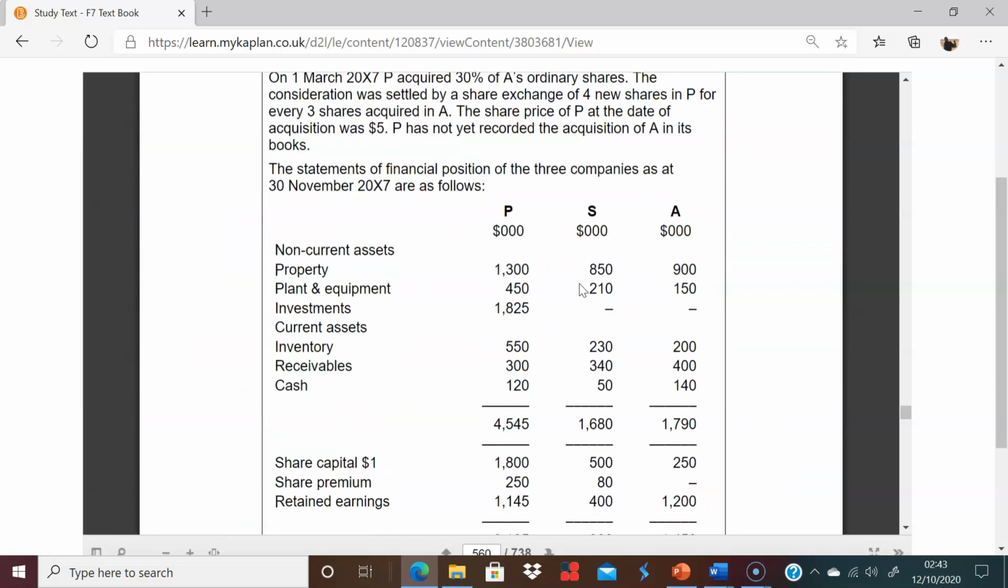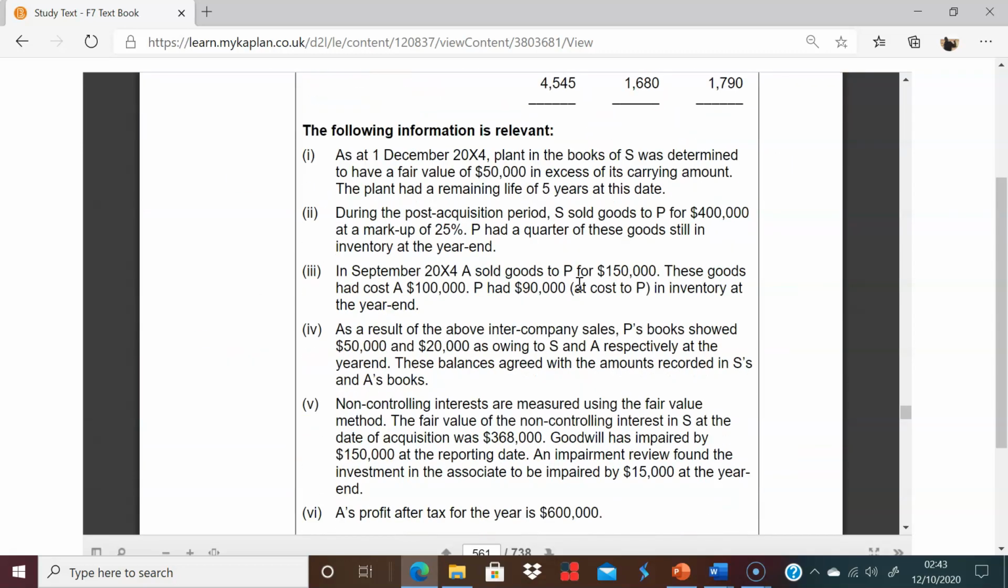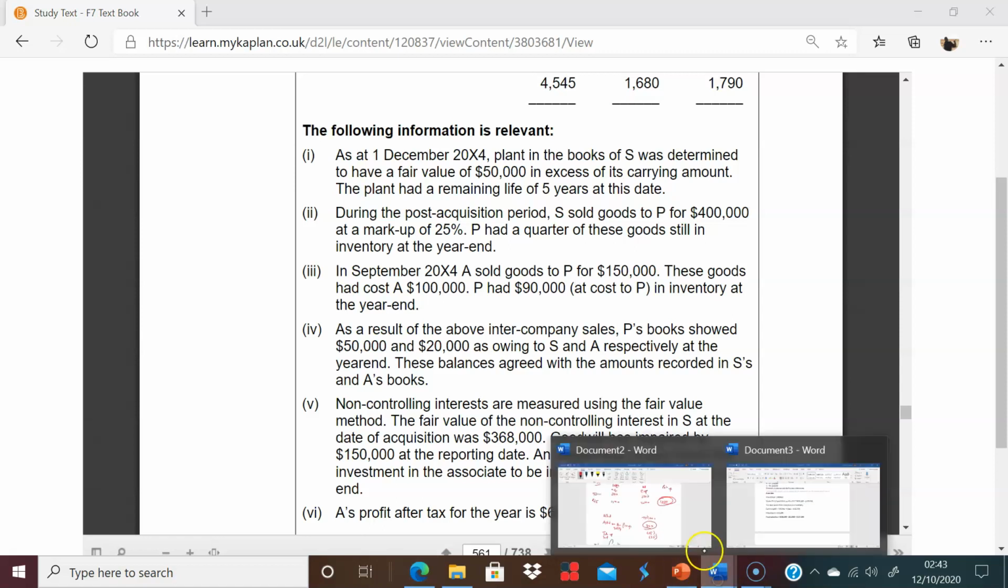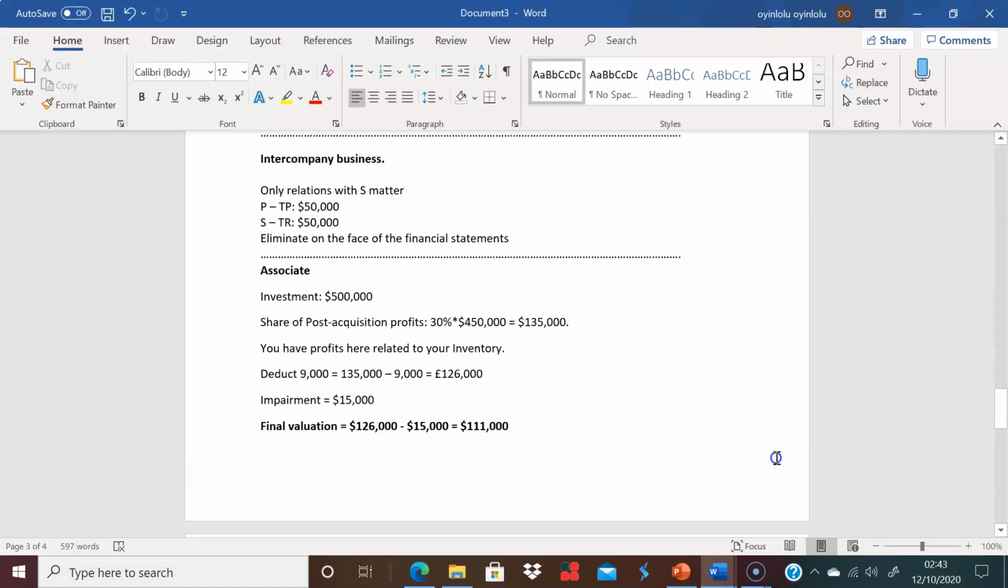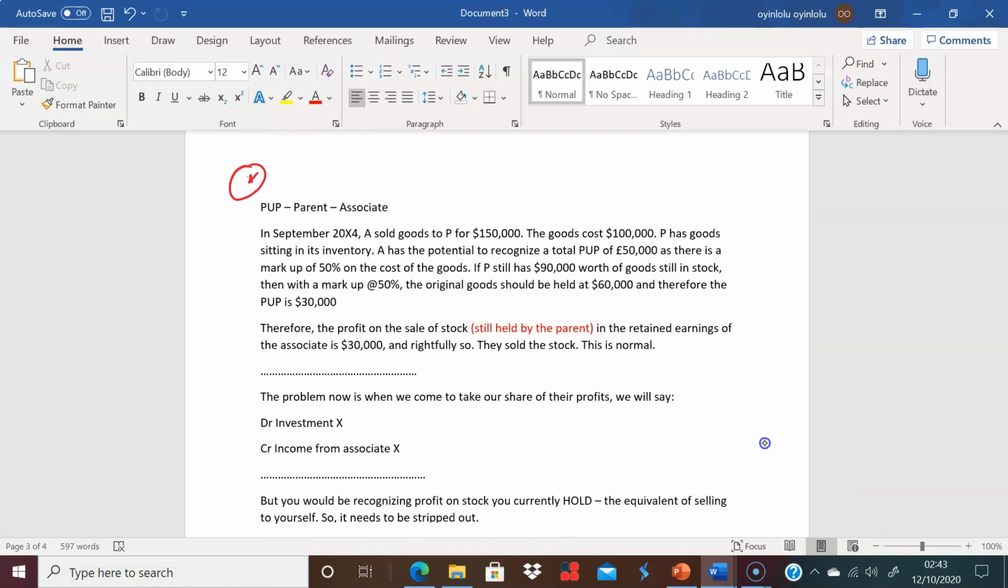Right, here we are. So the next issue says that in September 2004, A sold goods to P for $150,000. These goods had a cost of $100,000. P had goods of $90,000 still in its inventory at the year end. So let's look at it. Hopefully you've read the question, and I've tried to break it down.